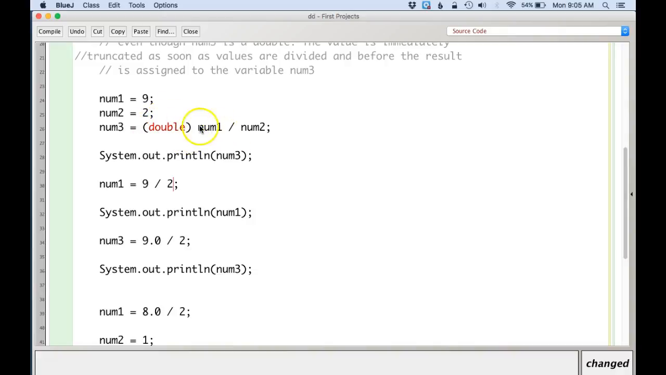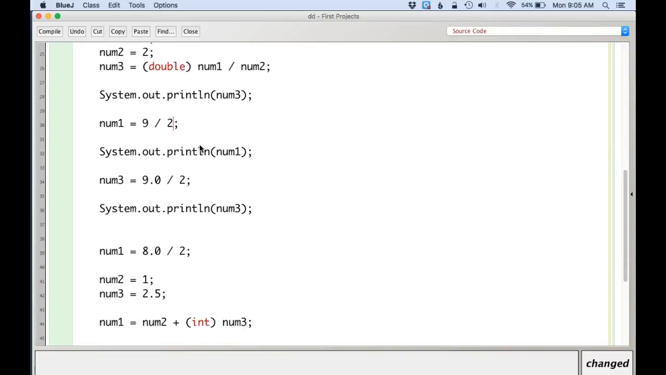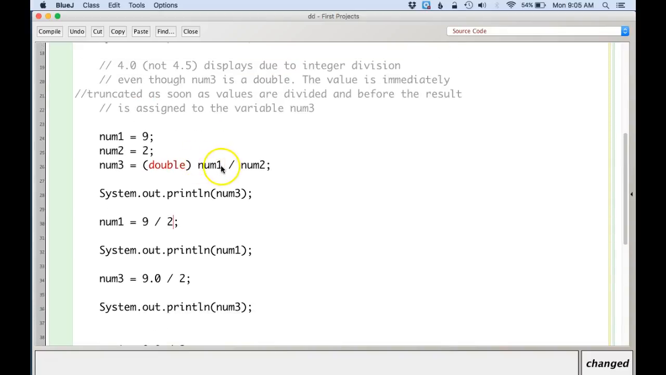Well, what we do is we typecast it. We do this. We simply put in parentheses, we put double right next to num1. Now it has to be right next to num1, because num1 is the one that we want. Basically this line right here is the same. So basically what it's doing, it's making 9.0 for num1, but we're still dividing it by 2, which is fine. That will still give us a 4.5 for the problem. We only have to make one of them 0.0. You can make both, it's just overkill.